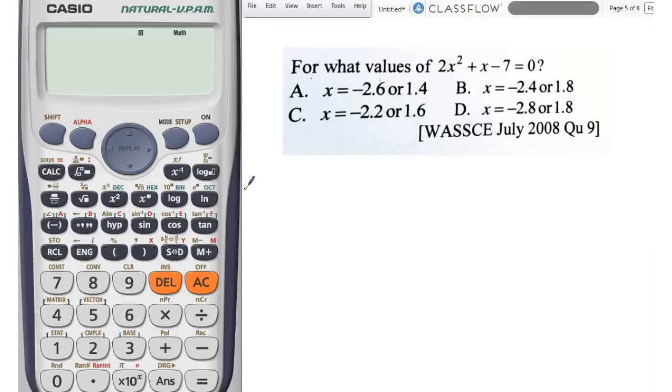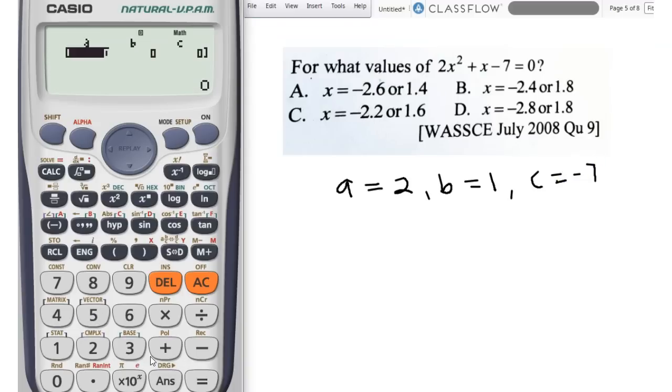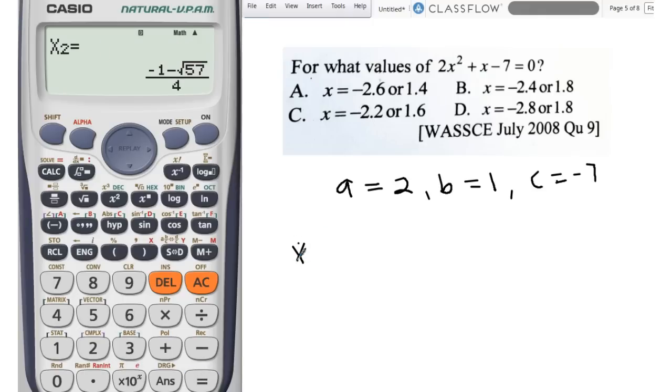Pause and see if you can do it yourself using your calculator and also solving it without the calculator. So A is equal to 2, B is equal to 1, C is equal to -7. You go to your mode, option 5, option 3, your A is 2 equal, 1 equal, -7 equal, and equal. That gives you the third form. Okay, so here it's giving us the third form.